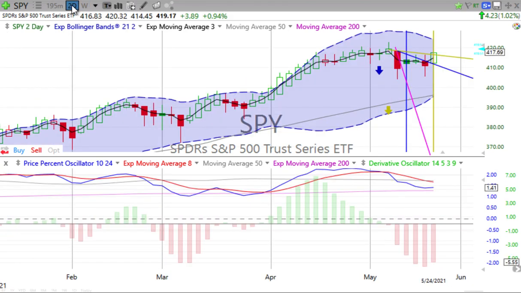We look at the 2-day. What do we see there? Well, of course, it's been broken. And again, popped up above this latest 2-day candle. The 2-day trend line sitting right on it and just above the weekly. Price percent oscillator, however, is good. It's still negative. It is heading up a little bit, but still negative, as is the derivative oscillator, losing some downward momentum.